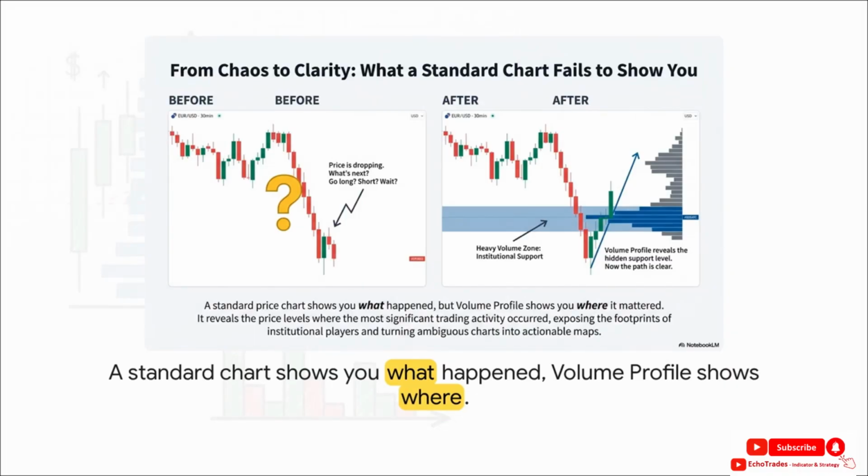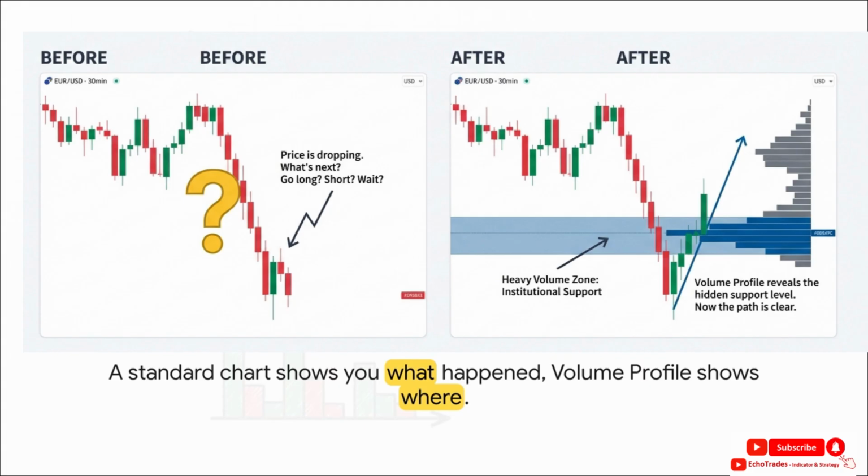And boom, here is the solution in action. Look at the left. That's chaos, right? Price is tanking, but where does it stop? Who knows? Now look at the right. We add volume profile. That's the histogram you see on the side. And suddenly, clarity. We see this massive zone of institutional support that was completely invisible a second ago.